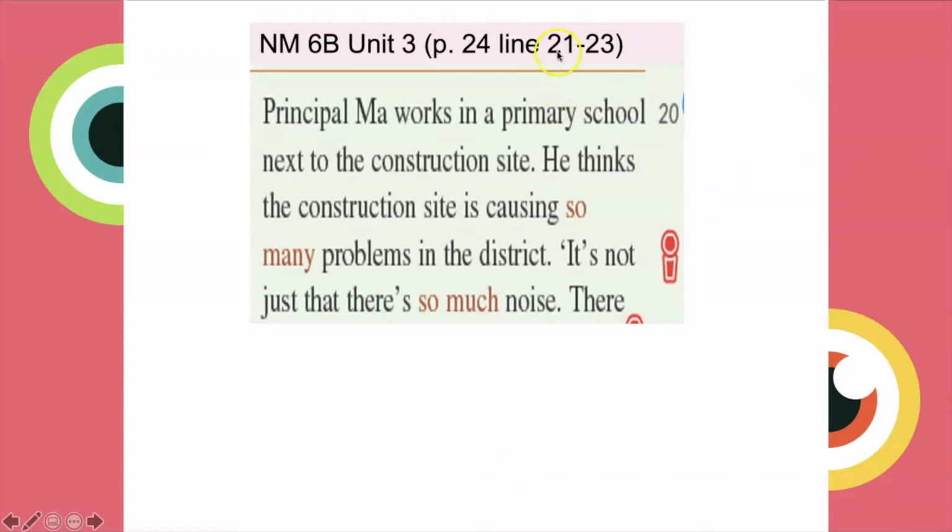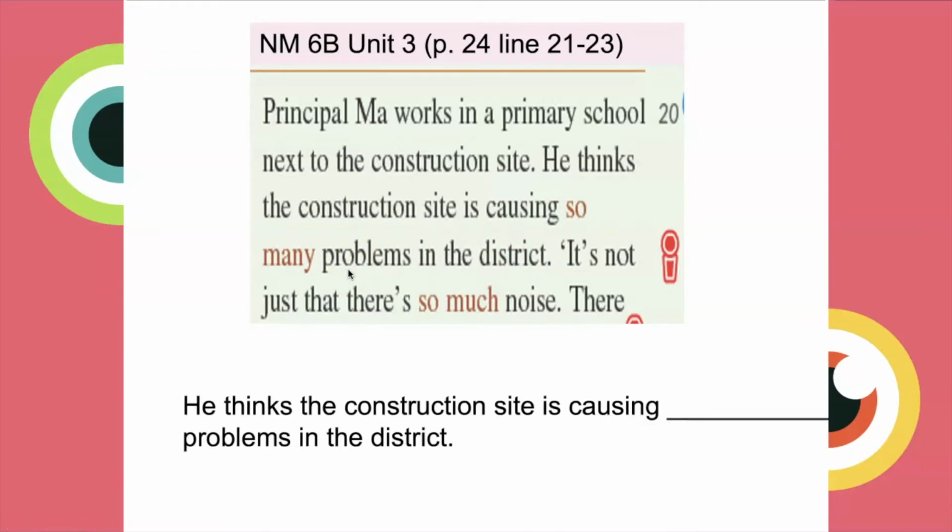Another example would be line 21 to 23. He thinks the construction site is causing so many problems in the district. Again, what does so many here tell us? How many problems are there? He thinks the construction site is causing a lot of problems or just a few problems. Yes, you're right. A lot of problems in the district.